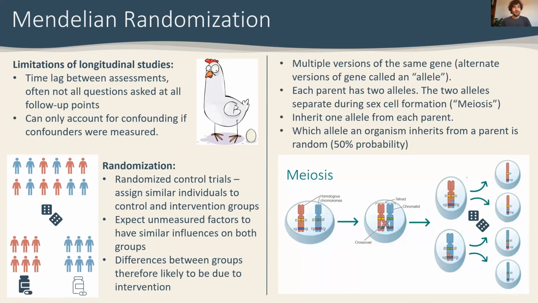The interesting thing we know about genetics is that there's a process of randomization that's occurred during the conception of all of us. So we all have two versions of each gene. We call these different versions alleles. And whether you inherit one version of an allele from your parent or another version of the allele from your parent is random during the process of meiosis.